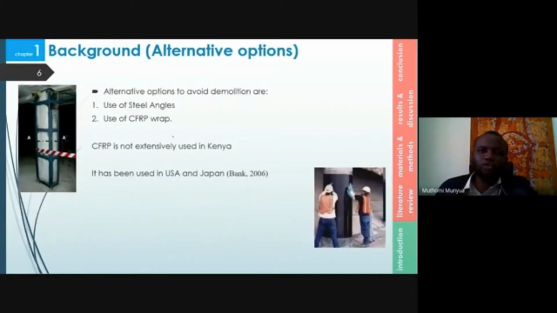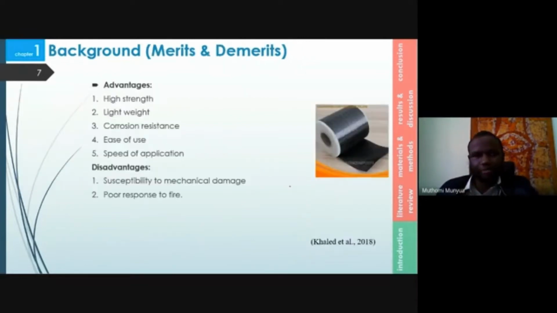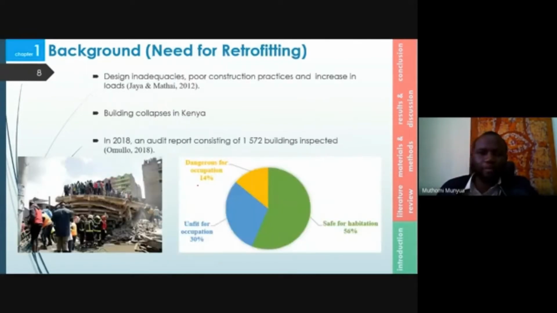Alternative options to avoid demolitions are the use of steel angles or the use of CFRP. CFRPs are commonly used in seismic-prone countries. Some advantages of CFRP are its high strength, lightweight, corrosion resistance, and ease of use. Some of the disadvantages are that it's easily damaged and it has poor response to fire.